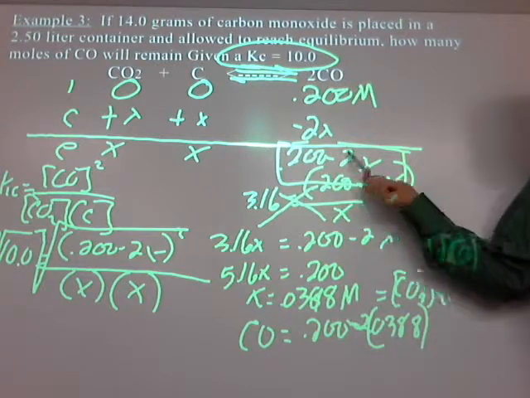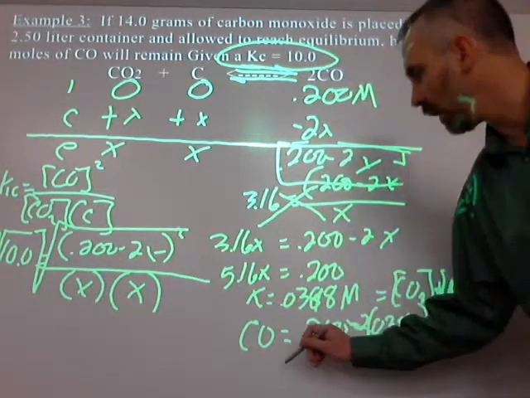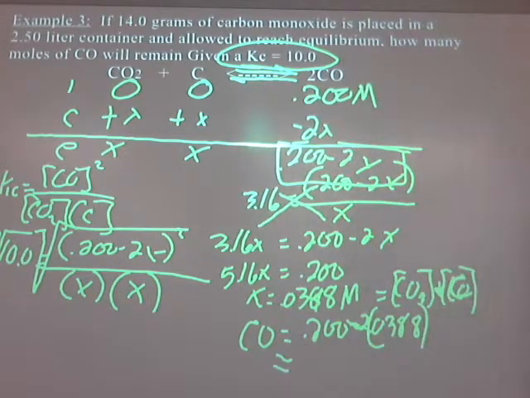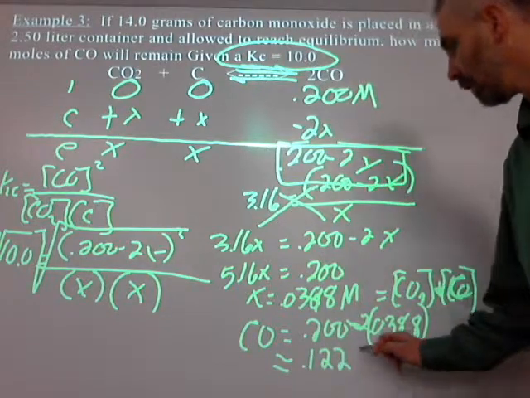This is carbon at 0.2 minus 2x. 0.2 minus 2x, x is 0.0388. What do you get for the CO then? What is it, 0.122? Okay, I'm assuming that's right.